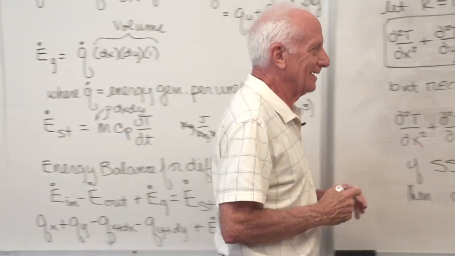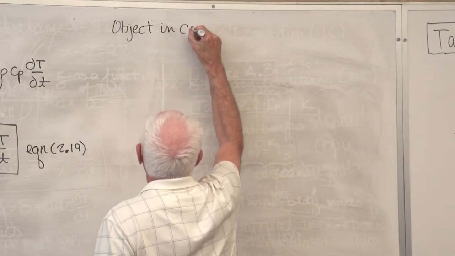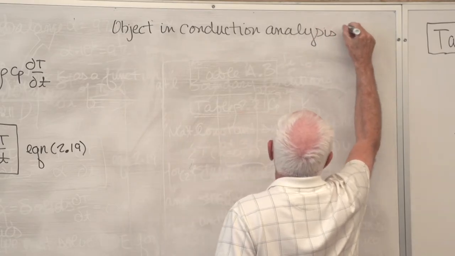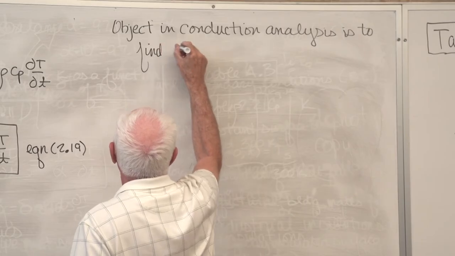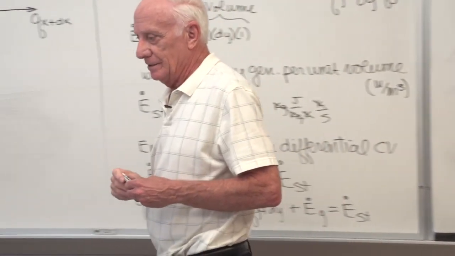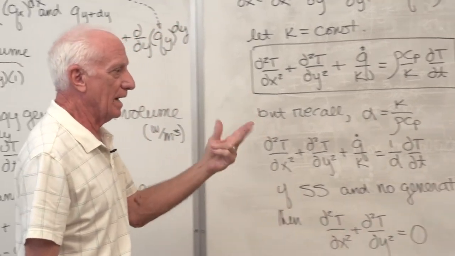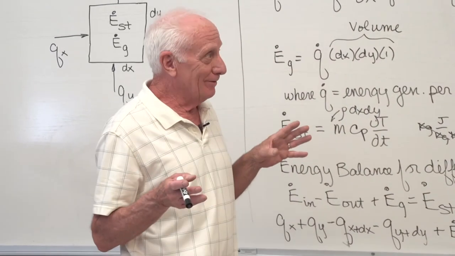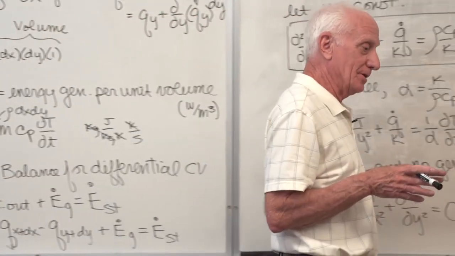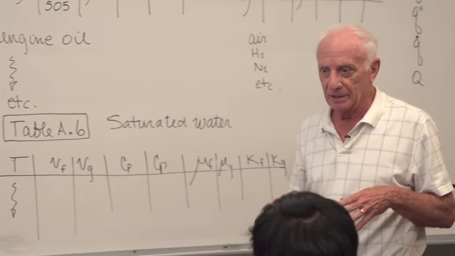Now, the object is to find how the temperature varies with x, y, and time, in this case, because the general heat diffusion equation has the partial with respect to x, the partial with respect to y, the partial with respect to t: x, y, t. Once I get that solved, we're going to see it's very straightforward to get the heat transfer. But to get the heat transfer, the first step is to find the temperature distribution in the object. I don't care if it's rectangular, cylindrical, or spherical.